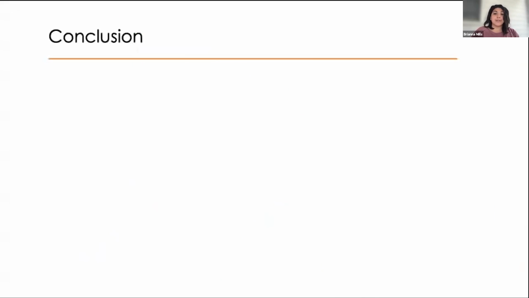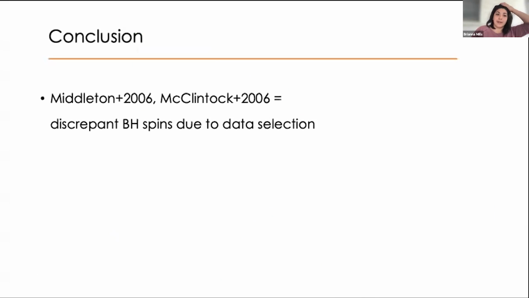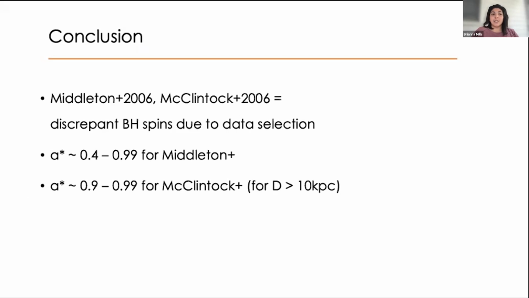So in conclusion, I talked about the Middleton et al. and McClintock et al. data sets. They both got discrepant spins, but it's largely due to their data selection. And so when considering the new mass, distance, and inclination that was published after their papers, we find that the spins wanted to push up. So now the Middleton et al. spin went from 0.7 to about 0.86, and we get a broad range of acceptable spins if you allow for wiggle room in the mass, distance, and inclination.